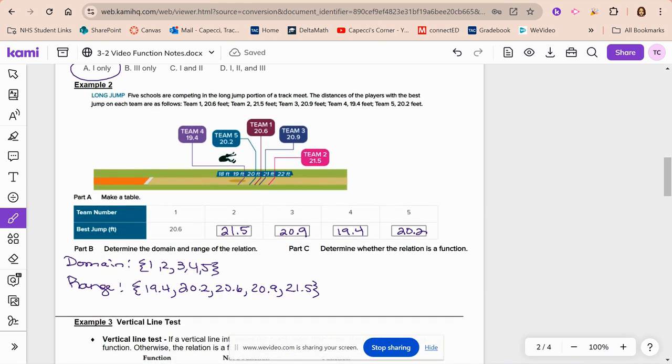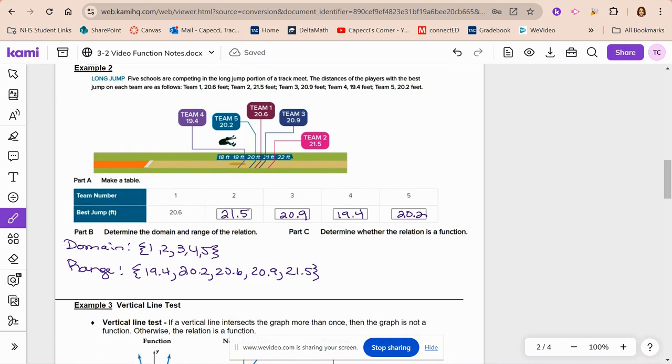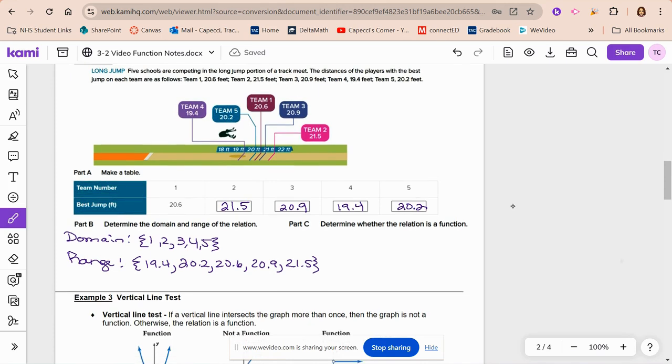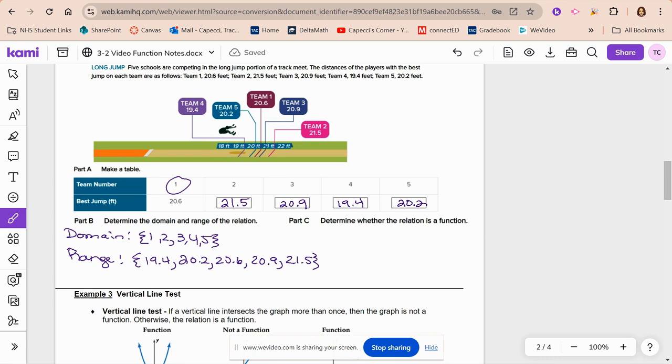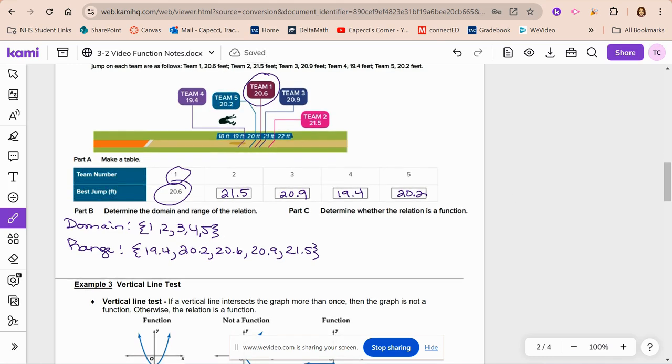Okay, let's look at a word problem with this. It says 5 schools are competing in the long jump portion of a track meet. The distances of the players with the best jump on each team are as follows, and they list them. So team number 1, if you go up here, you see the best jump was 20.6. And I kind of filled it in to save some time for the video.